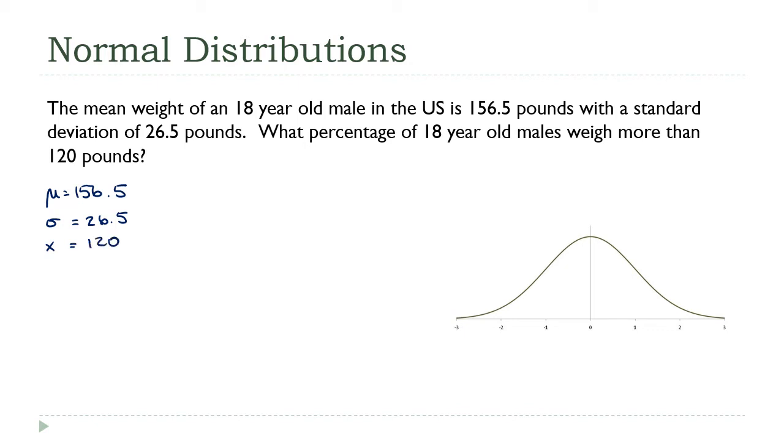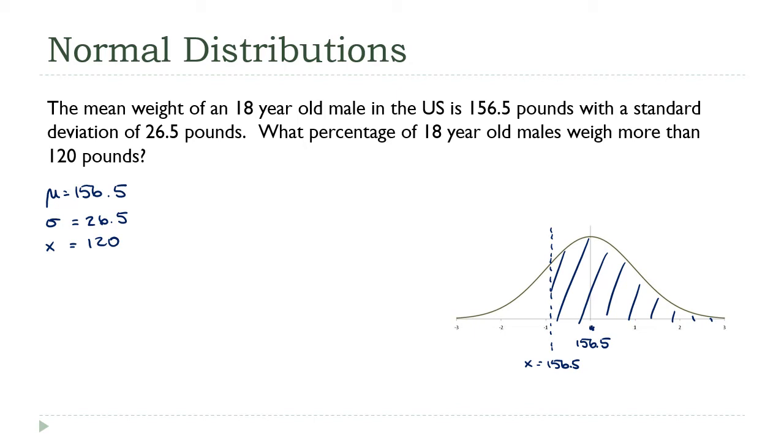All right, so let's see. Again, let's fix my drawing. The mean is not 0 anymore, it's 156.5. 120 is to the left of this, so that's going to be somewhere in the neighborhood of here. And I'm asked what percentage weigh more than this. So now I want this side. You remember how we do a more-than question. I'm going to look up the z-score in the table.